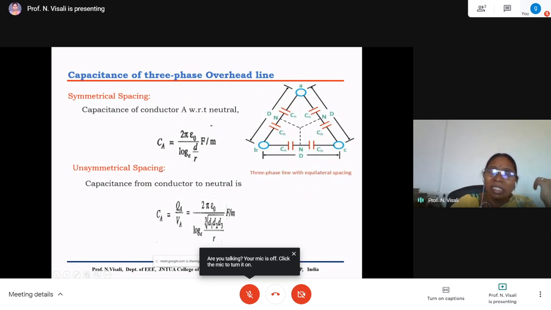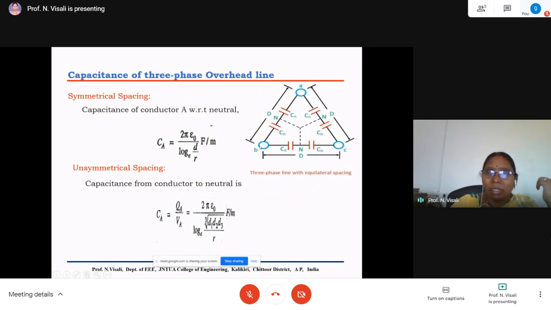Then unsymmetrical spacing, capacitance from conductor to neutral. Here also, if it is symmetrical spacing, we are able to write simply D. If it is unsymmetrical spacing, that means the conductors are connected with different spacings, then at that time D cannot be taken directly. We take the GMD, that is the geometrical mean distance.